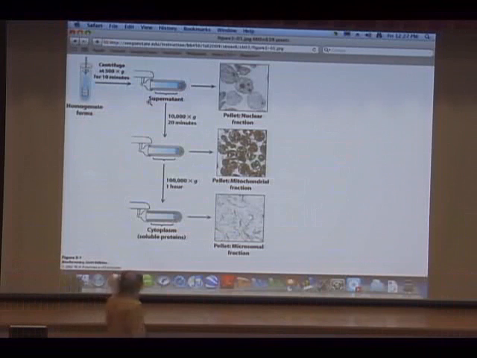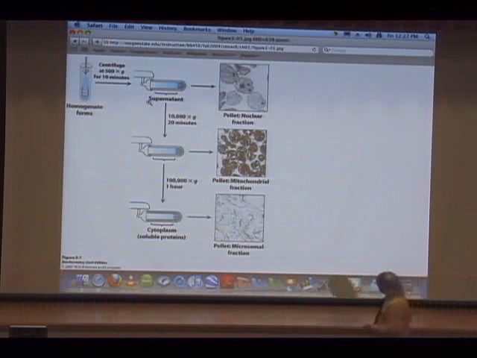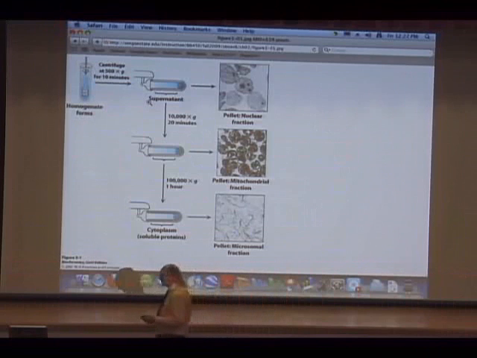So I can spin at low speed, and I can spin down, for example, cells in the first place. I can take those cells, I can bust them open, I can spin them down at a higher rate, and I can isolate cellular organelles like nuclei, like mitochondria, or like pieces of cells. And that's what we see in all of these cases right here. Okay?